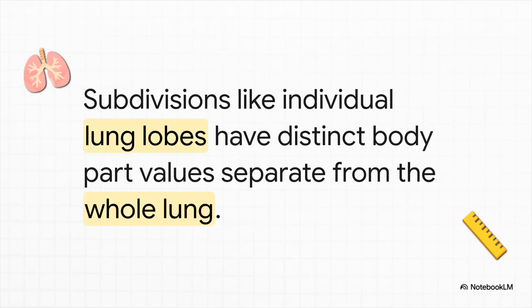Now, here's a totally fascinating anatomy rule that literally dictates everything we do in PCS. The coding manual actually doesn't view the lung as just one giant organ. Instead, subdivisions, like the right upper lobe or the left lower lobe, act as entirely separate body parts with their own specific values. Grasping this difference between the whole organ and its subdivisions, that's going to be your absolute secret weapon later on in this lesson. Keep it in your back pocket.